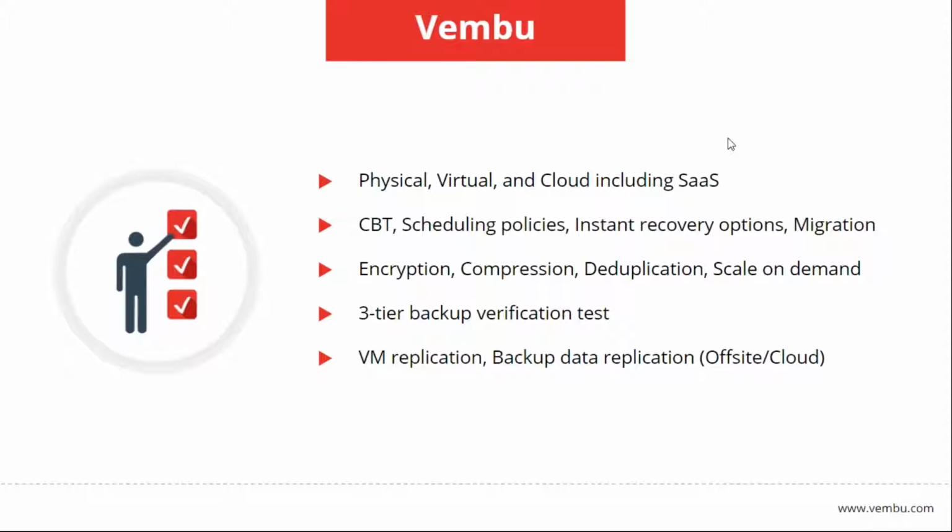So VMware is offering a backup solution for your physical, virtual and cloud computing. If you have physical machines, VMware or hybrid virtual machines, whatever it is, a single solution will help you back up all your data from your IT infrastructure. The second one is we have change block tracking technology and flexible scheduling options. We have instant recoveries and a lot of migration compatibilities. Coming to data reduction, we have built-in compression, encryption, and deduplication. This solution scales as your business grows. And we have a 3-tier backup verification test, so you don't need to worry.